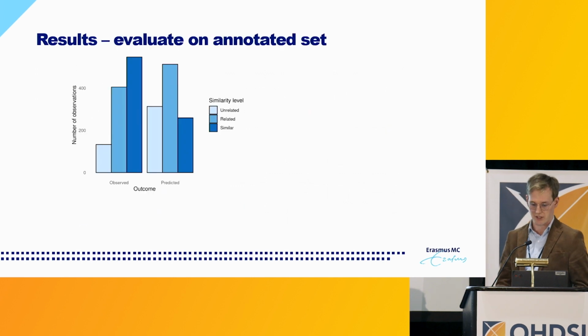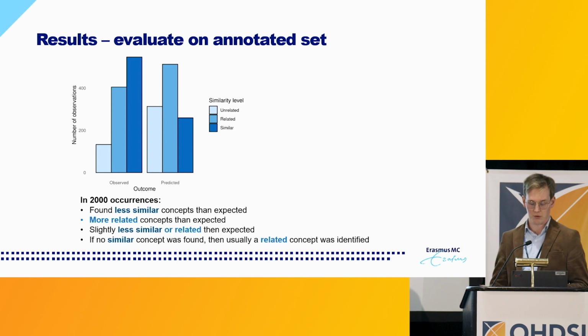Now, we also evaluate this on the annotated data set. Here on the left you can see the observed, so that's the annotated data set, and on the right is the predicted data set with the unrelated, related, and similar concepts. Here we find that in the 2000 occurrences, we found fewer similar concepts than we expected, but we did find more related concepts than we expected. We also find a bit more unrelated concepts than expected. However, if we did not find a similar concept, then usually a related concept was found. So that was pretty nice.